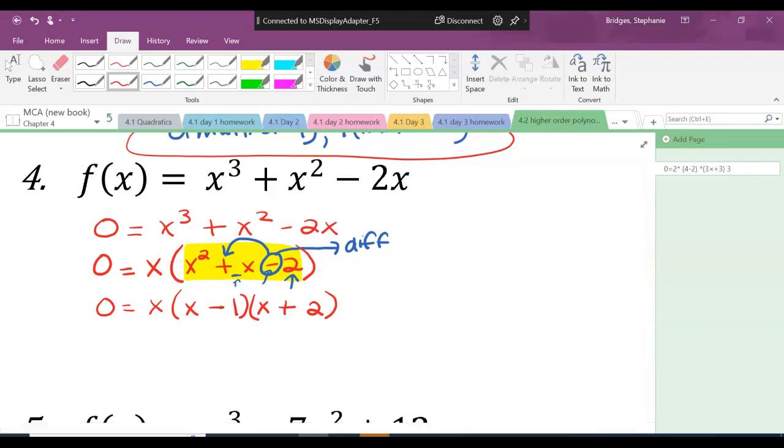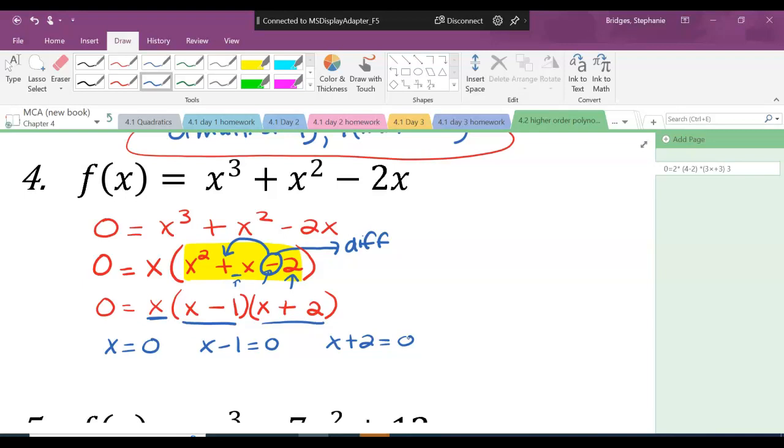Does that look like it's completely factored now? Okay. Now it's going to be like the first 3 questions that we did. You set each factor equal to 0 and you solve. Okay, set each one equal to 0 and solve. We have 3 parts. We have the x that needs to be set equal to 0. We have the x minus 1 that needs to be set equal to 0. And then we have the x plus 2 that needs to be set equal to 0. And you are going to solve each one of those. And then write your solutions.